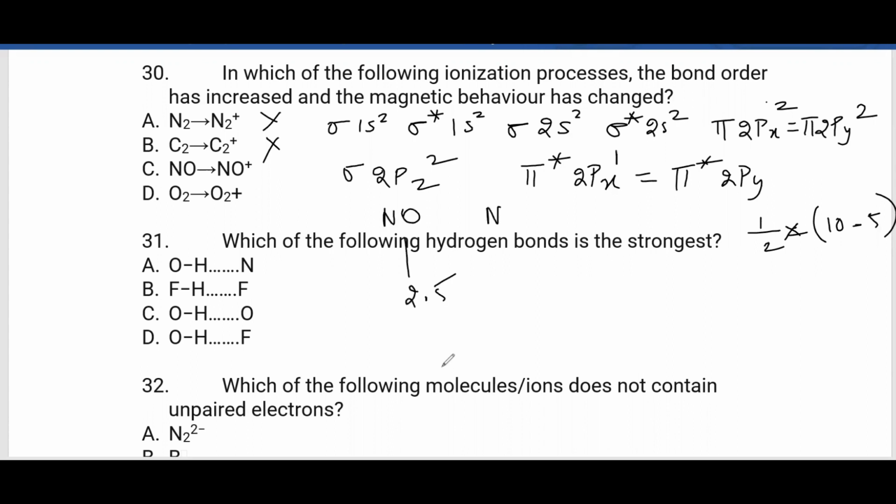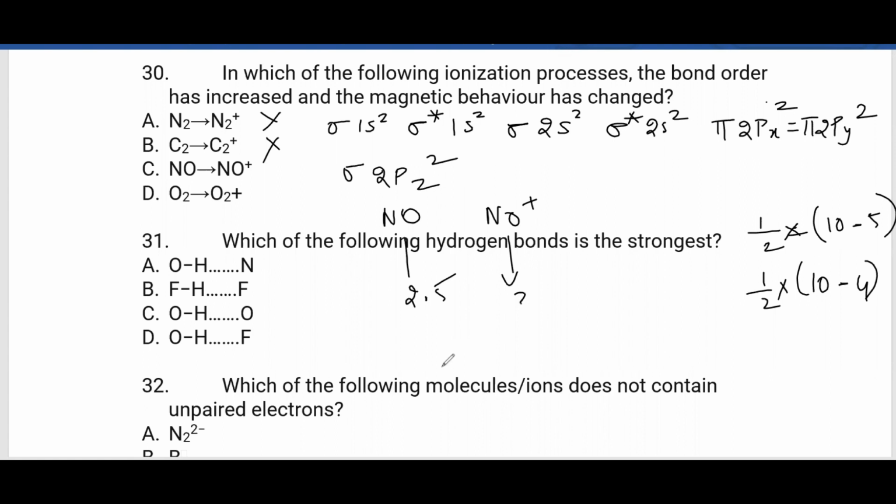What about NO plus? In NO plus, remove this electron to get NO plus MOT configuration. When we remove this electron, we are removing the anti-bonding electron. That means the bond order also changes here. What is the bond order? It is 1 by 2 into 10 minus 4, and that would be 6 by 2, and it is 3. So the bond order is increasing here.